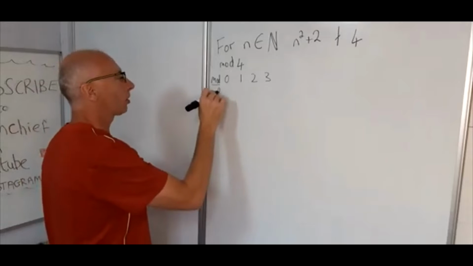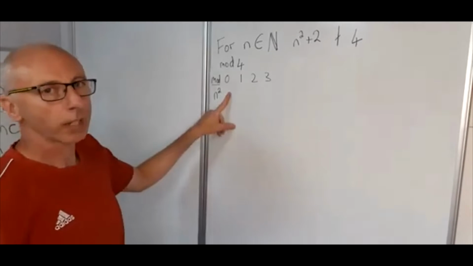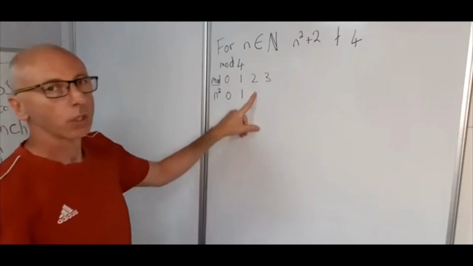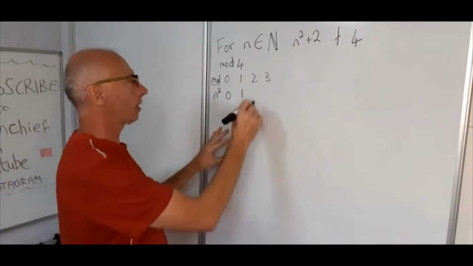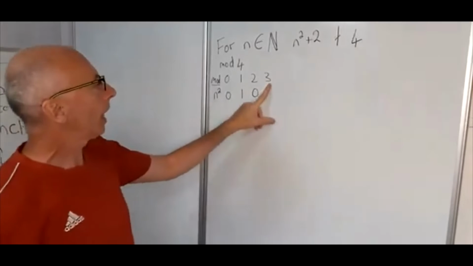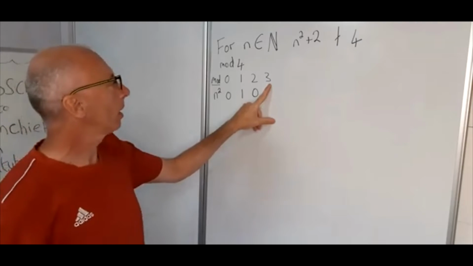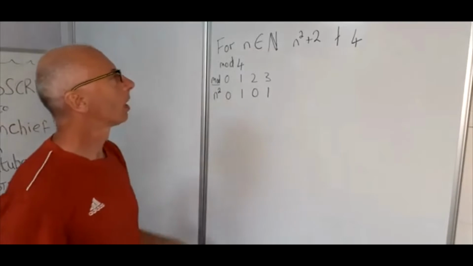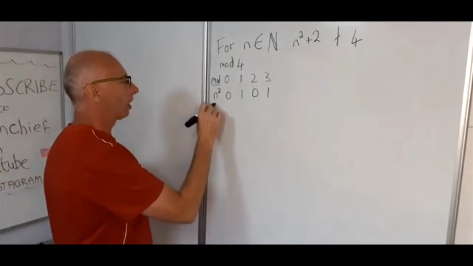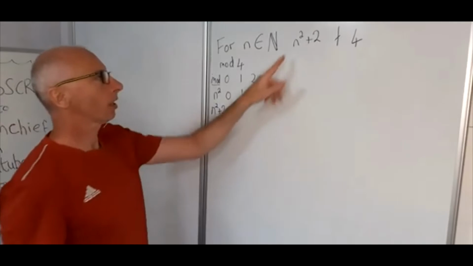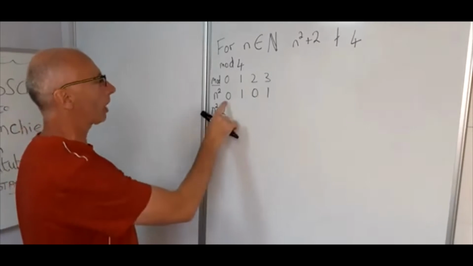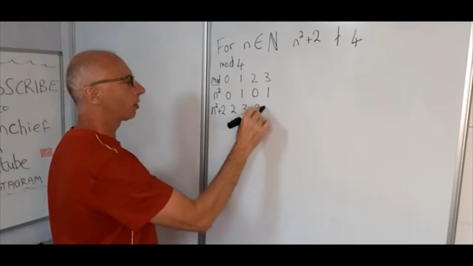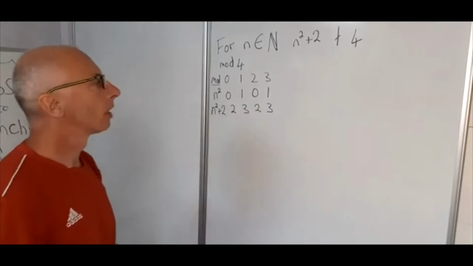Okay, so now we need to do n squared. So using modulus arithmetic, n squared, 0 squared is still 0, 1 squared is 1, 2 squared is 4, so that's now back to 0, and 3 squared is 9, 9 in modulus 4 is 1. So now we're going to do n squared plus 2, because that's what we originally asked for. Just add 2 to all these numbers and we get 2, 3, 2 and 3.